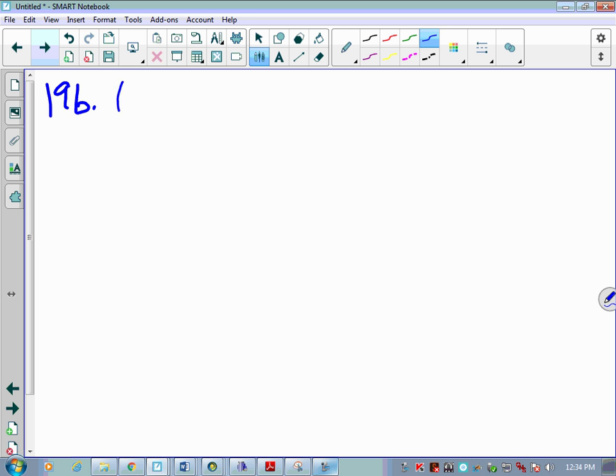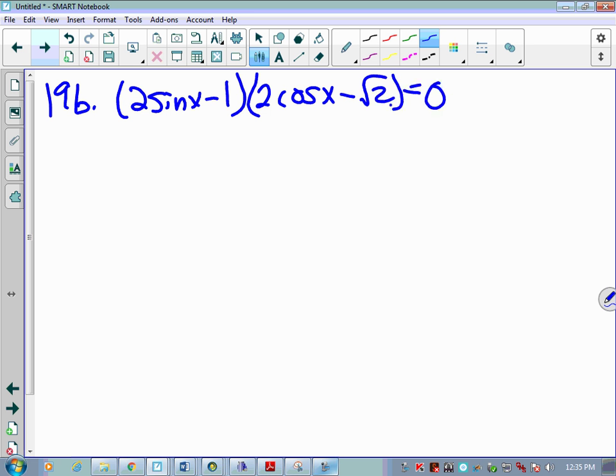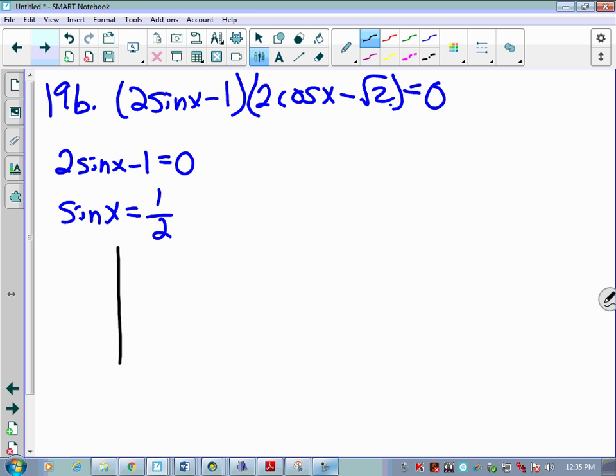Okay, so we've got 2 sine x minus 1 and 2 cosine x minus radical 2 equals 0. So we'll have to solve each of these for 0. We've got 2 sine x minus 1 equals 0. So add 1, divide by 2. Sine x equals 1 half.